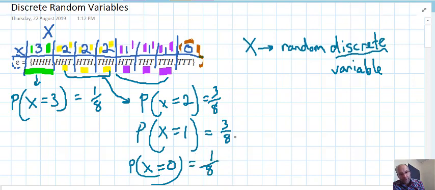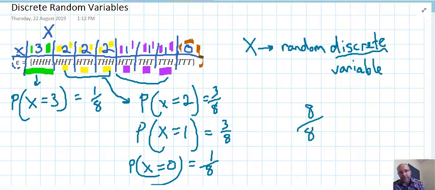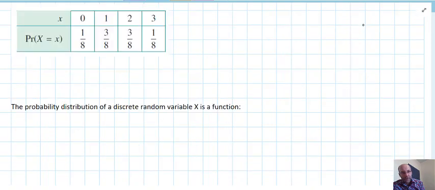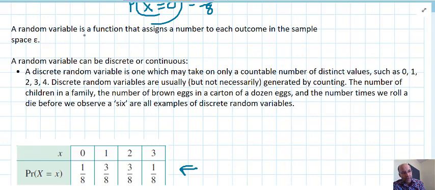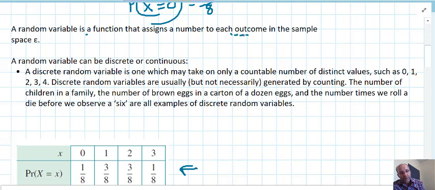And if we add those fractions together, we get 8/8, which makes sense because that's the probability of everything in the sample space taken care of there. We could draw a table to summarize that information as such. So we can see that a random variable is a function that assigns a number to each outcome in the sample space. The random variable can be discrete or continuous, but in this video we're focusing only on discrete. A discrete random variable is one which can take a countable number of distinct values, like we said there.